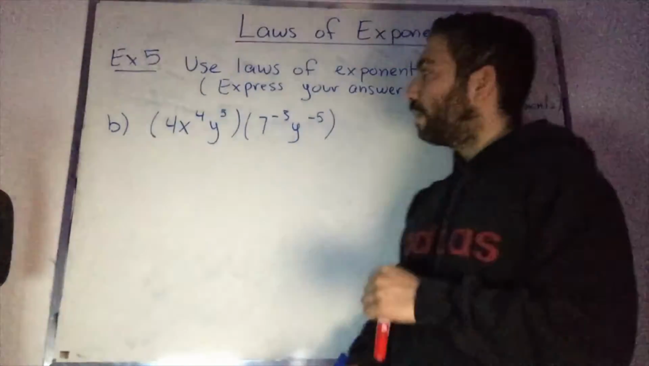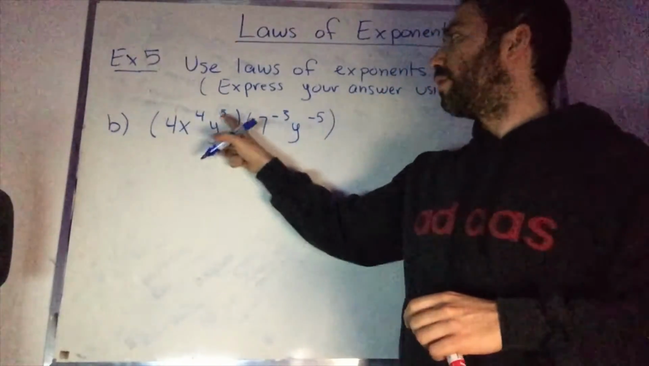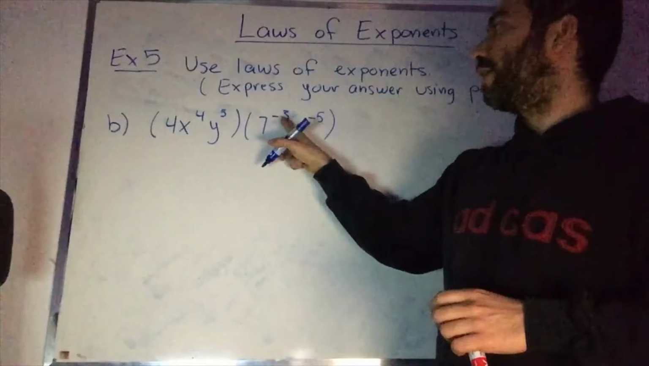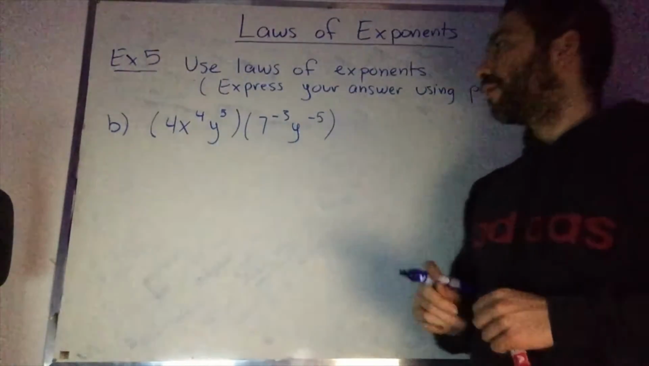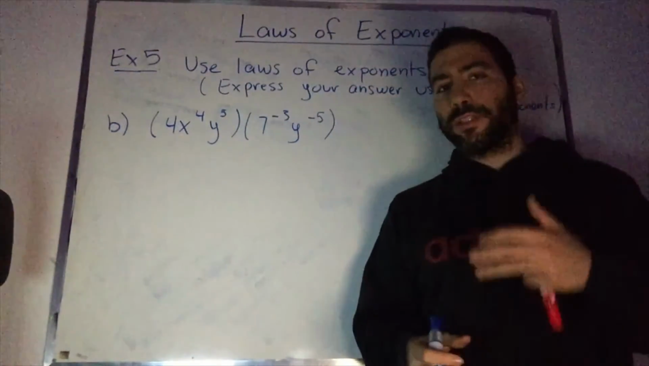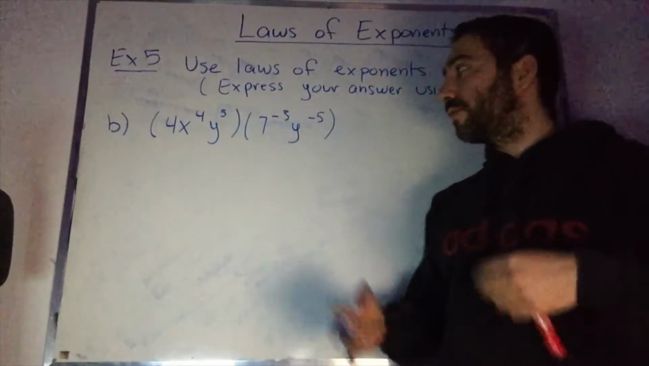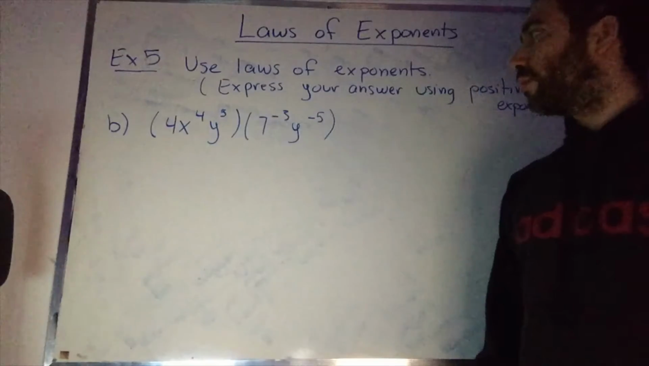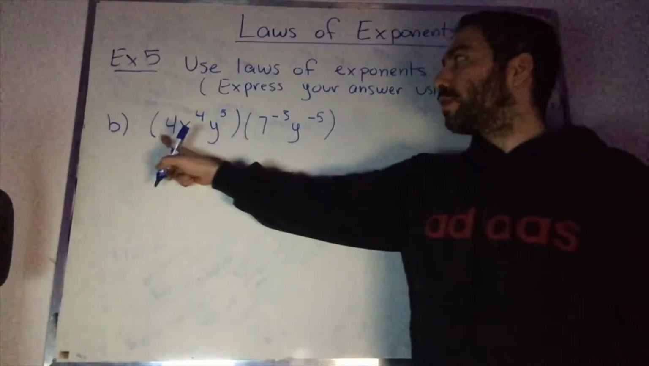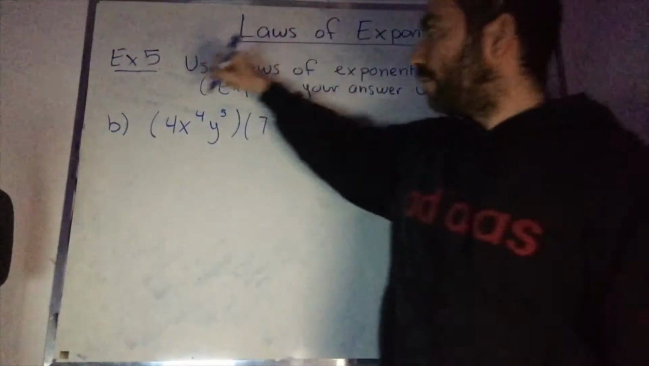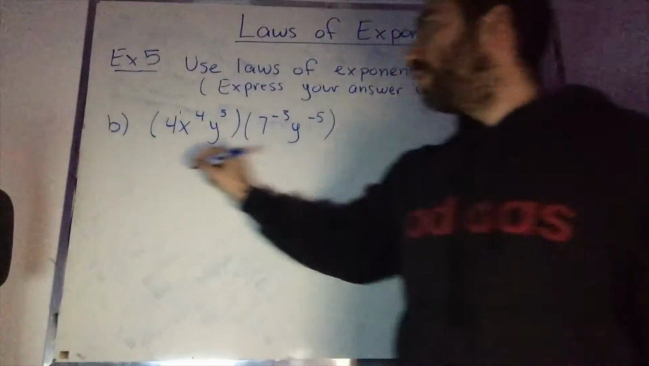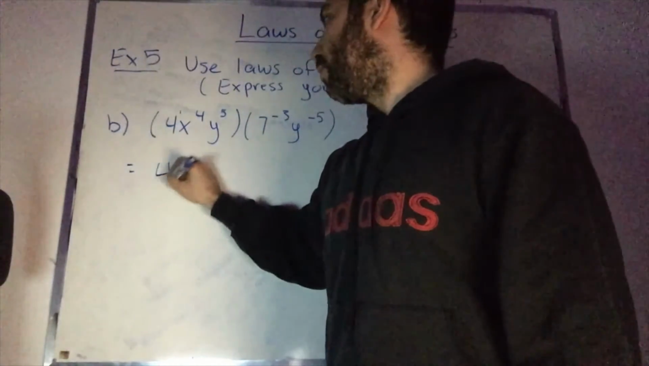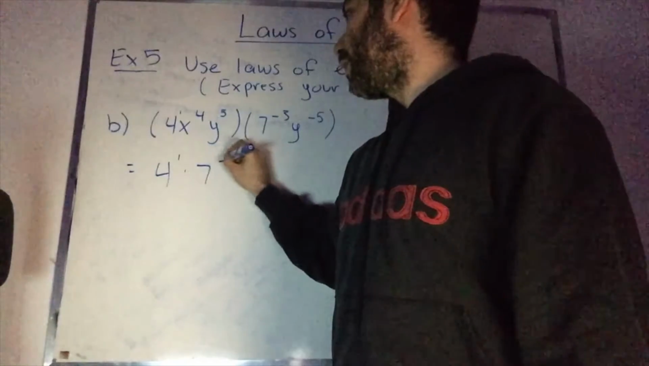Okay, so in this example here, we have 4x to the 4, y to the 5, all that times 7 to the negative 3 times y to the negative 5. As always, pause the video, try to attempt them yourself, and then compare your answer with my final answer. So the first thing here I notice is 4 is a number, 7 to the negative 3 is a number. So we could just leave the numbers in the front: 4 to the 1 times 7 to the negative 3.